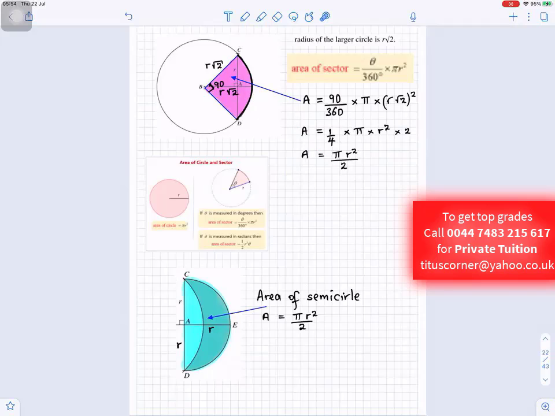And the area of a semicircle is pi radius squared divided by 2. And that's a semicircle there. The radius is R. You can go this way, the radius is R. If you do like that, you get a complete circle. That's a semicircle.